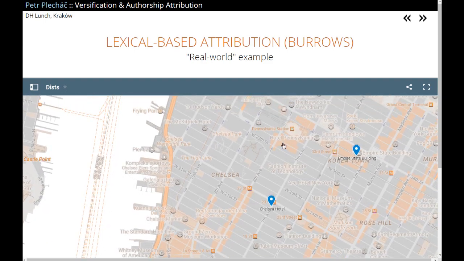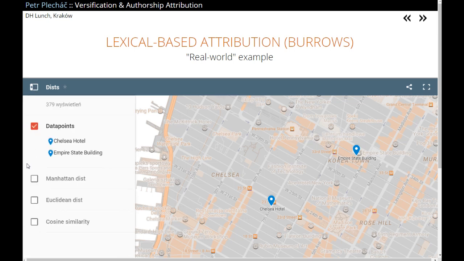From its grid of streets and avenues, we have the Chelsea Hotel here and the Empire State Building. The Manhattan distance simply tells what distance a person walking from the Chelsea Hotel to the Empire State Building has to make. If he's walking on 7th Avenue and then along this, I don't know what number, street, and you sum it up, this is precisely what Burrows' Delta does. It takes the distances along each dimension and sums them up.